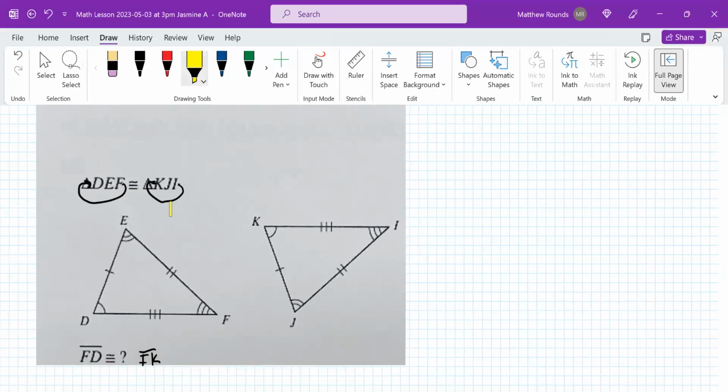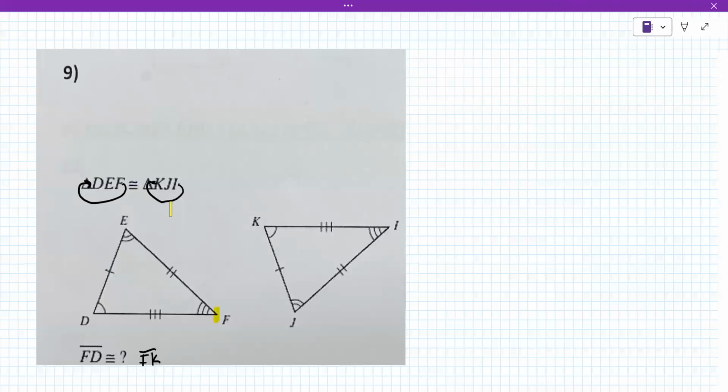F to D goes from the third angle, the triple-line angle, to the single-line angle. So does I to K do the same thing? Does it go from the triple angle to the single? Yes. So there's two ways to do it: use the mapping of the letters, basically the order of the letters, or go and look for it. But it would be wrong to say KI. If you said K to I, that would be wrong. The order matters.